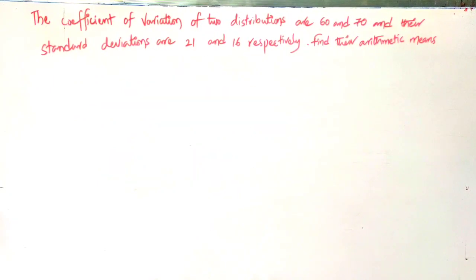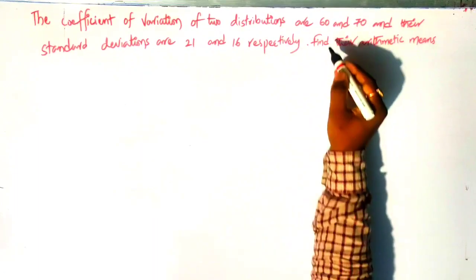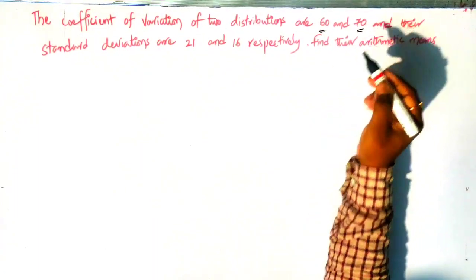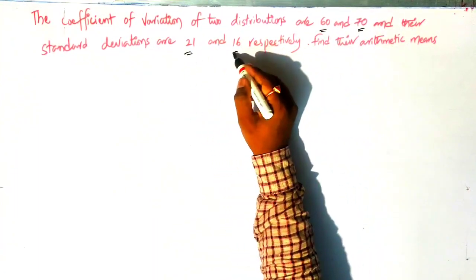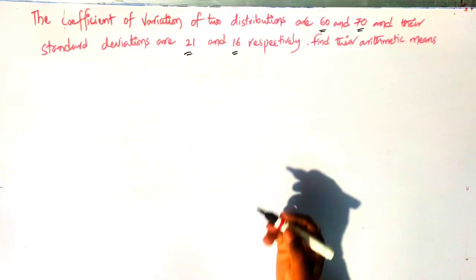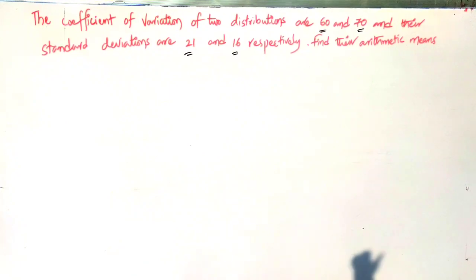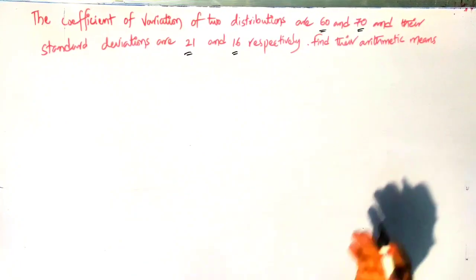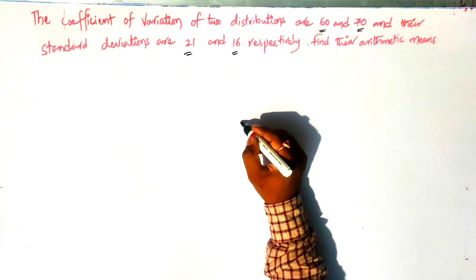The coefficient of variation of two distributions are 60 and 70, and their standard deviations are also given. They are 21 and 16 respectively. So 60 and 70 are the values, and 21 and 16 are the values. Find their arithmetic mean. So we know the relation between coefficient of variation, standard deviation and arithmetic mean.